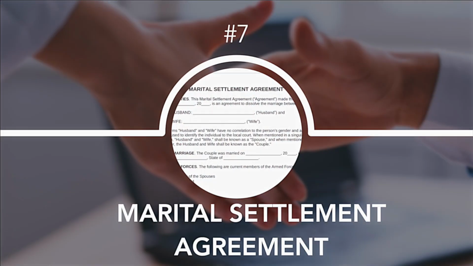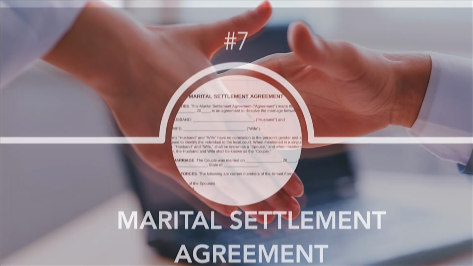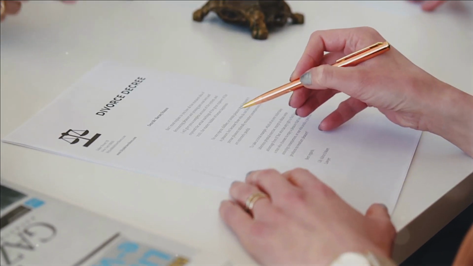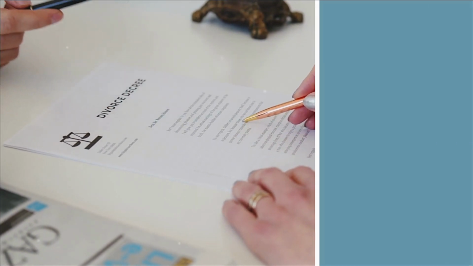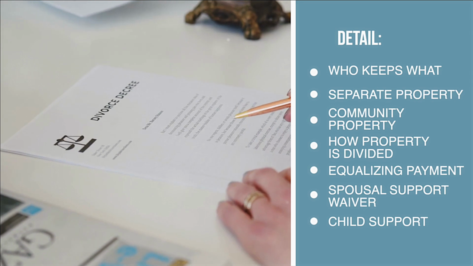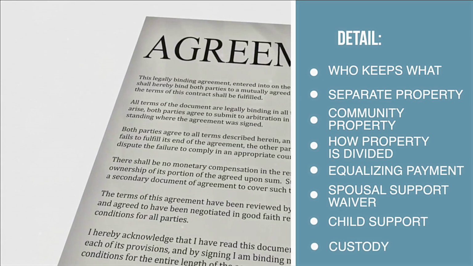The marital settlement agreement will say who keeps what is separate property, what's community, are you dividing, is there equalizing payment, is there spousal support waiver, is there child support, is there custody. Ideally, of course, you would like to hire an attorney who will draft it as a mediator, not as the representative of either of you, if you would like to save the cost, as a mediator drafting this marital settlement agreement and the judgment forms and file it with the court.